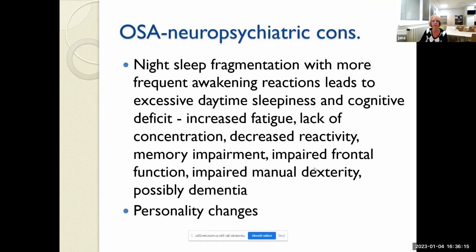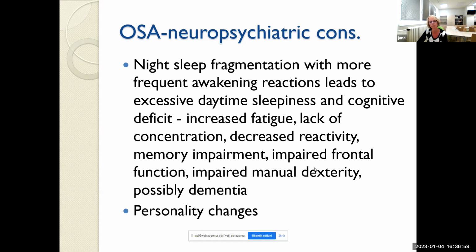Neuropsychiatric consequences. I said previously that we need to work together with psychiatrists on insomnia patients. But also, if somebody has night sleep fragmentation with more frequent awakening reactions leading to excessive daytime sleepiness, the patients themselves refer to specialists. They say, maybe I am depressive, because I no longer have any fun from life, I want to sleep all the time. So sometimes they already get antidepressant medication, but that's not the point, because the point is sleep apnea.